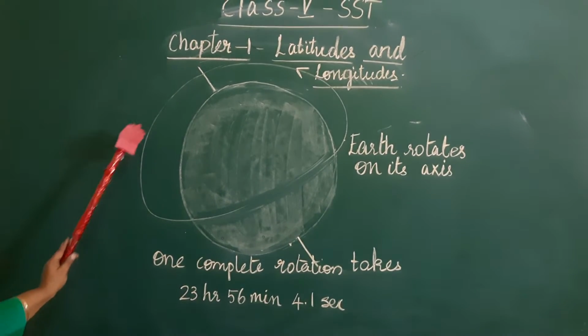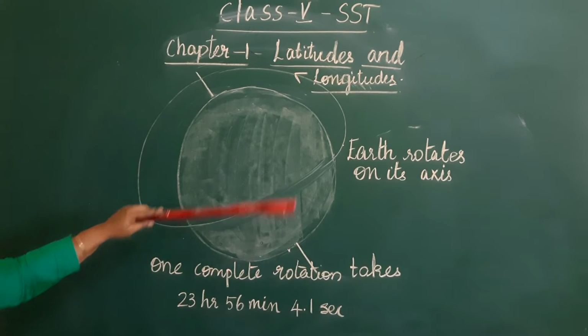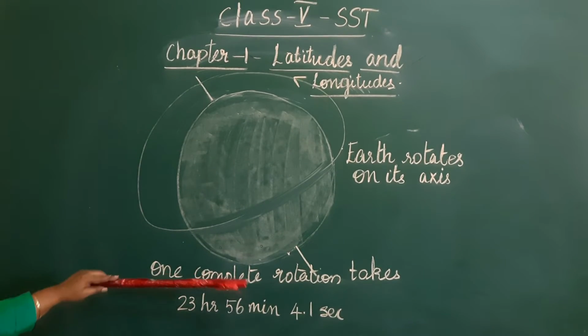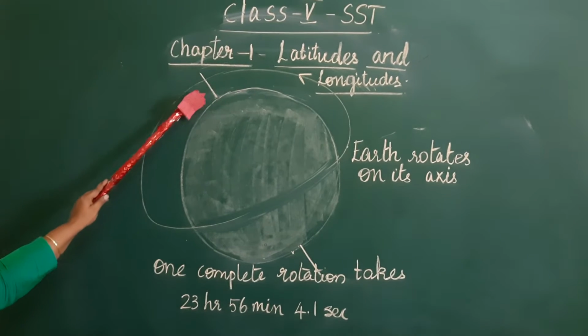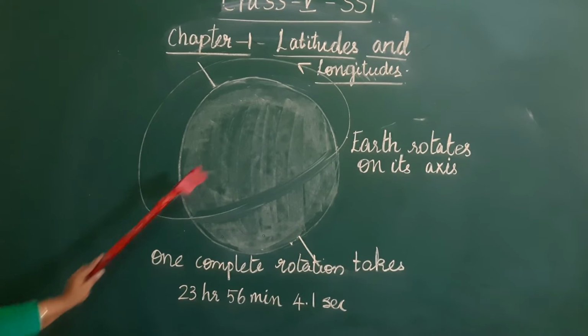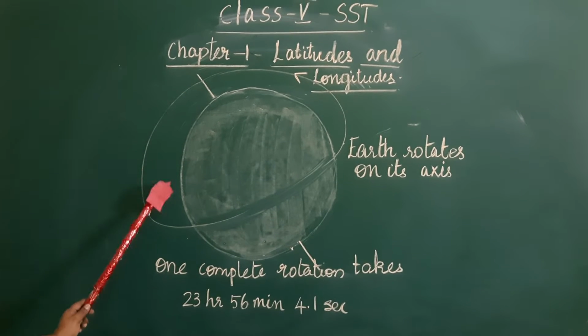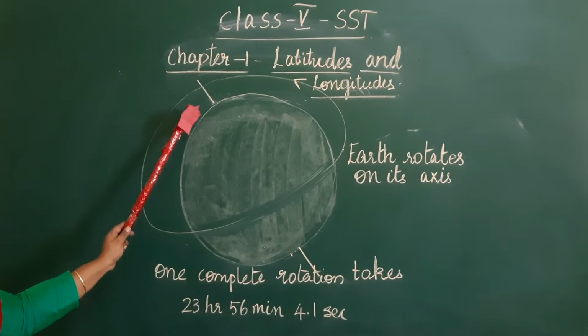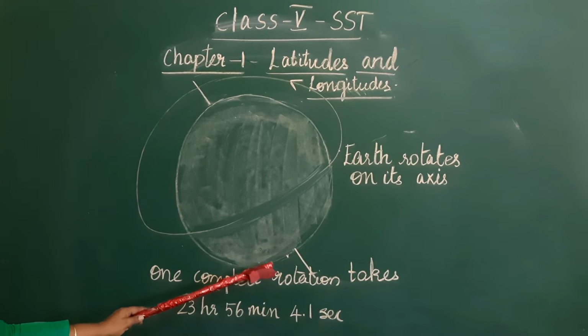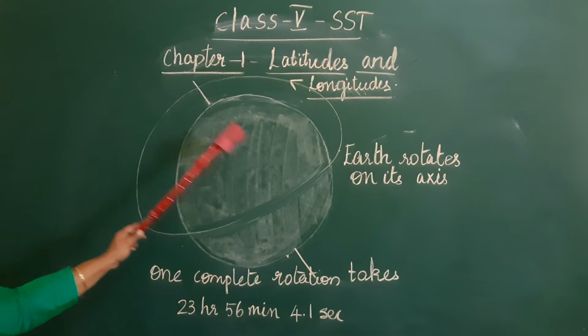So first, we all know that Earth is spherical in shape or geoid in shape, which means it is flat at the poles and it is bulged in the middle. So in this picture, you can find the shape of the Earth and another imaginary axis which you have learnt already in the previous class about axis.